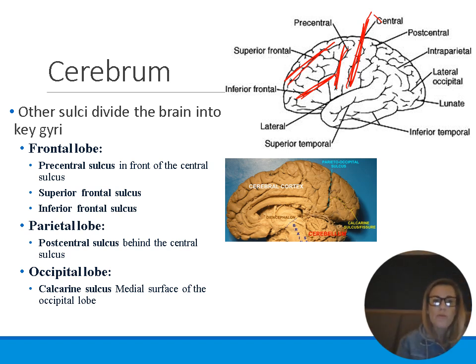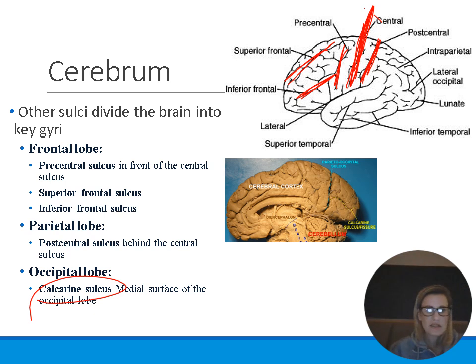In the parietal lobe, we have a post-central sulcus. So again, the middle is the central, and then right after that, the next groove is the post-central. In the occipital lobe, I already mentioned this, but the calcarine sulcus is on the medial surface of the occipital lobe. The calcarine sulcus goes like this to divide the occipital lobe up into a top and bottom portion.